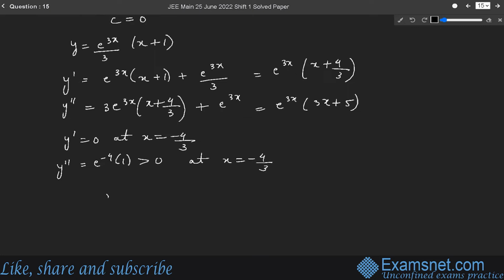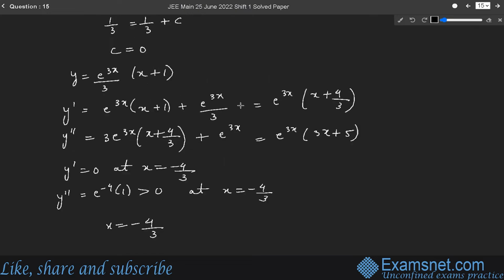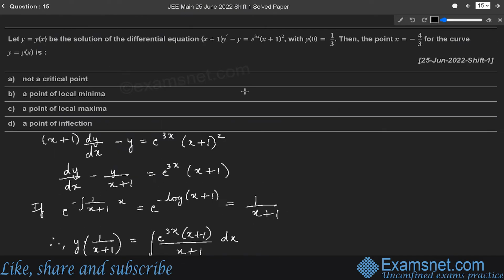So we can say that x is equal to minus 4 by 3 is a point of local minima. Therefore, the correct option for this question is that x is equal to minus 4 by 3 is a point of local minima. Therefore, the correct option is option number B here.